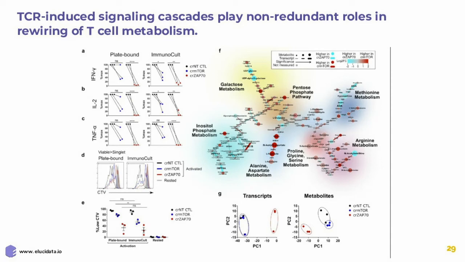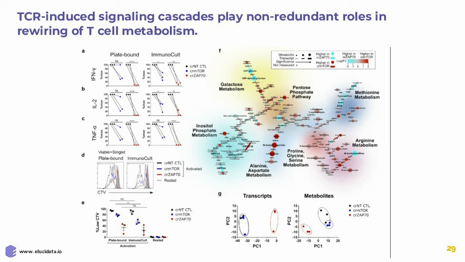And in the interest of time, I won't go through all of the data, but essentially what we found was that it seemed that TCR stimulation utilizes multiple signaling cascades to regulate the huge plethora of metabolic enzymes that are being regulated upon T cell activation. So essentially, whereas mTOR inhibition was only able to deplete a subset of metabolic changes, ZAP70, basically blocking TCR stimulation in general, had a much more dramatic effect on the T cell metabolism.